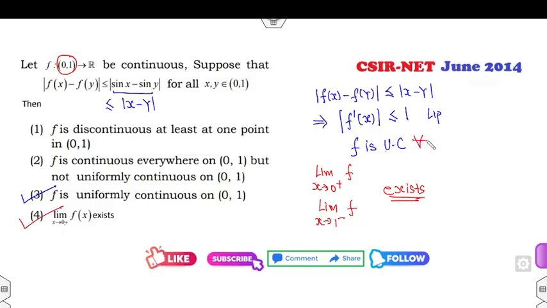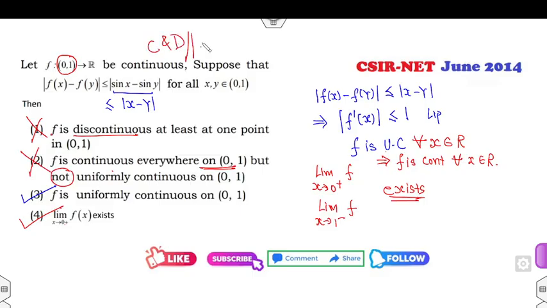Now since f is uniformly continuous for all x in R, that means f is continuous for all x belonging to R. But it says f is discontinuous. f is continuous everywhere in the open interval but not uniformly continuous. Wrong answer. C and D are the right answers.